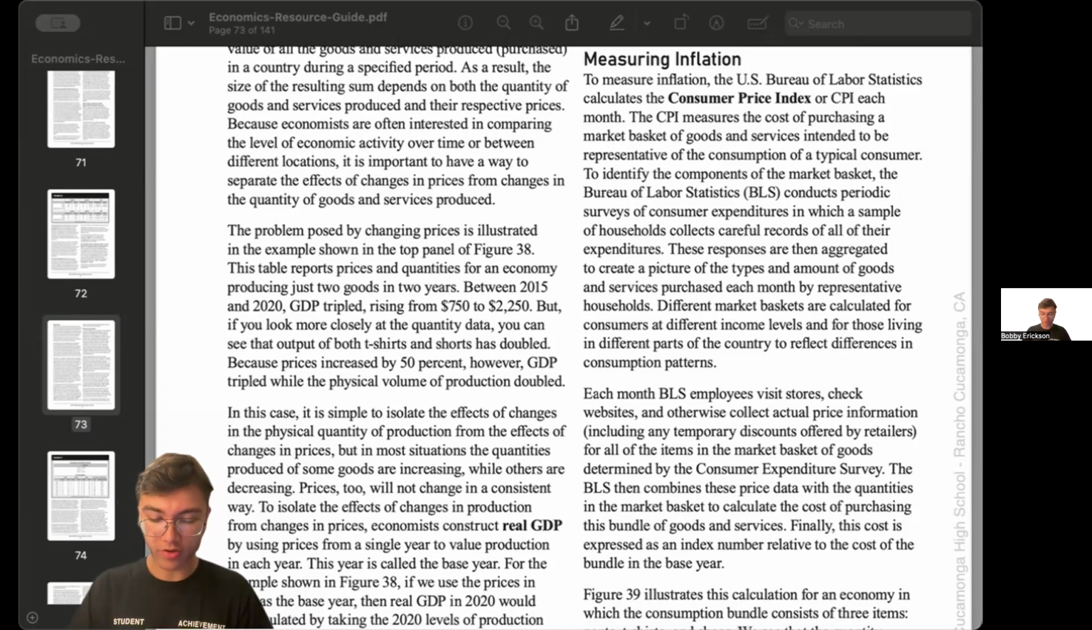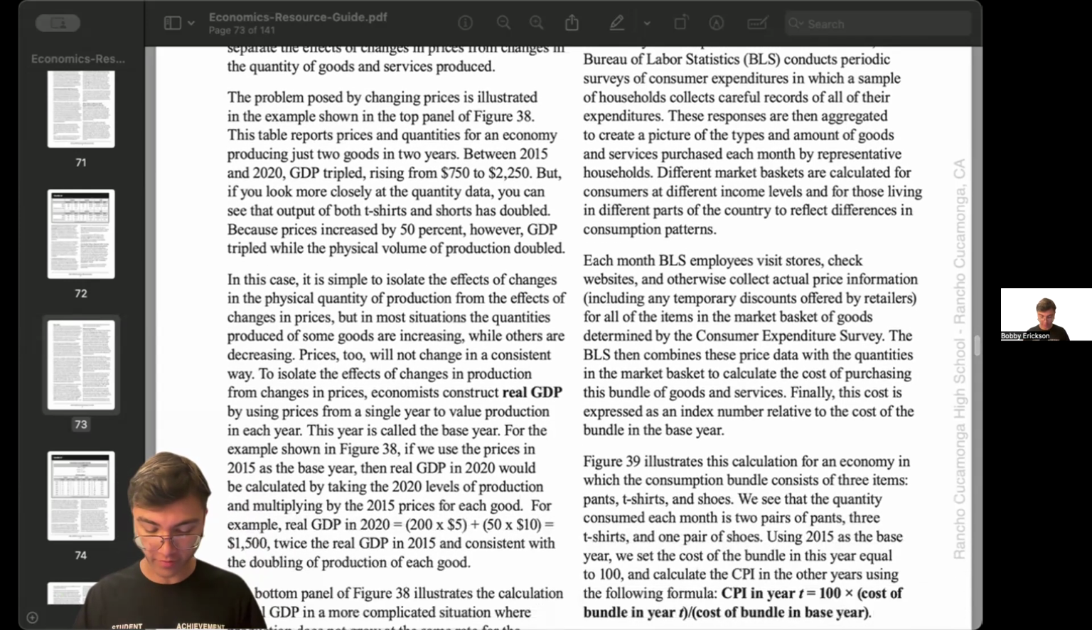And so in order to figure out the CPI, the Bureau of Labor Statistics, the BLS, conducts periodic surveys of consumer expenditures where they take a certain sample of households and carefully record all of their expenditures. Then all of these responses are aggregated to show the typical amounts of goods and services purchased each month by representative households at different income levels as well. So they're trying to be representative of a population and of different parts of the country, to show differences in consumption patterns all across the board to get that typical consumer.